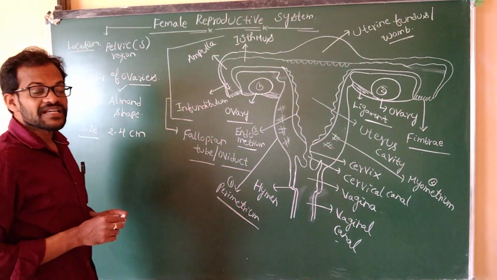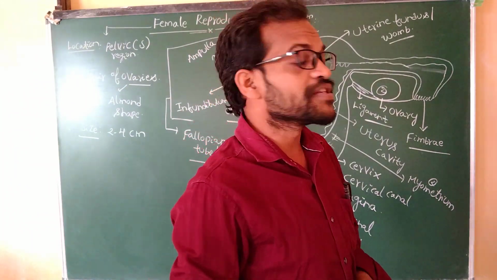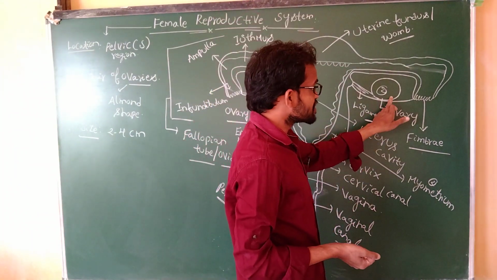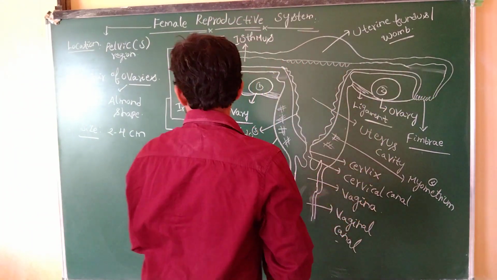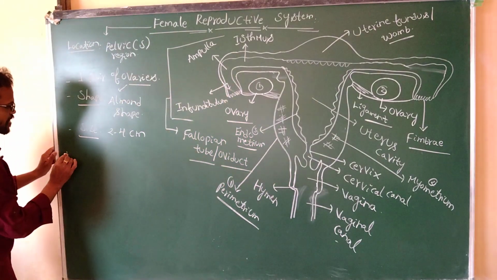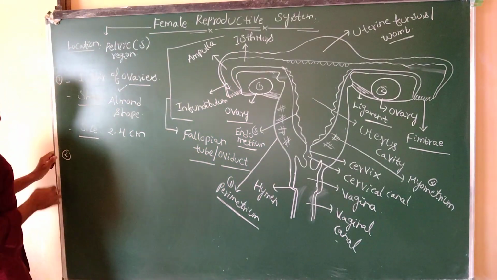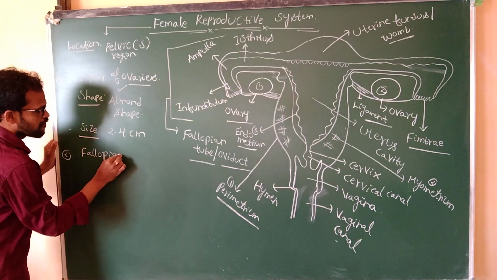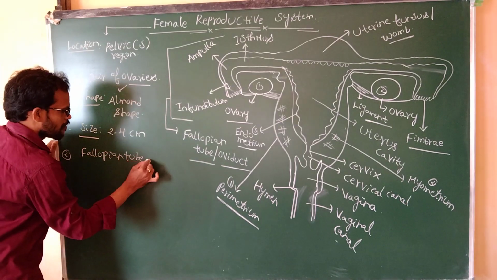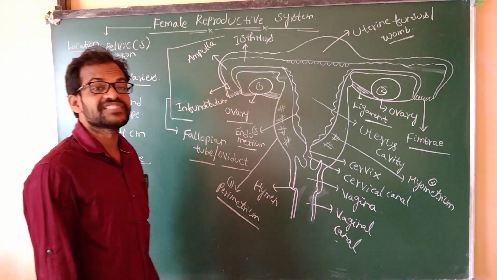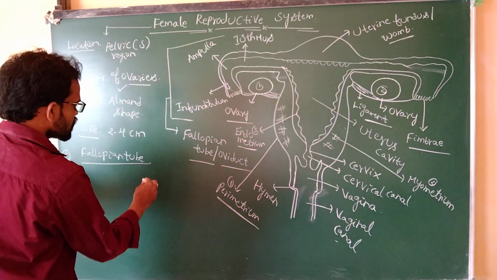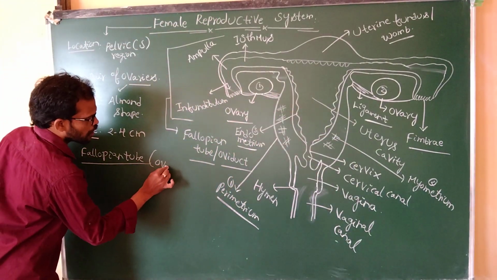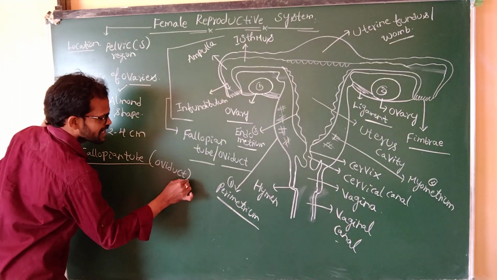After the ovaries, what is the next one? The fallopian tube. The ovaries are attached to the fallopian tube. What is the first part? Ovaries. The second one, the fallopian tube. The fallopian tube is also known as the oviduct.